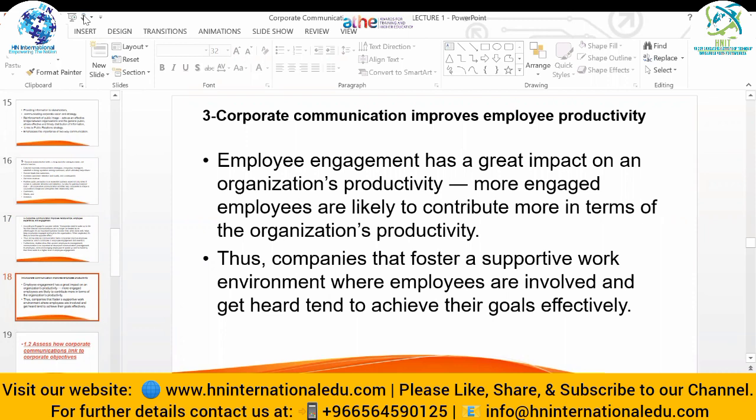By engagement, I mean how they communicate with the management, how they're providing their thoughts and ideas. Sometimes people from the lower level management give you such a nice idea that it can change the whole scenario of the organization. Companies that foster a supportive work environment where employees are involved and get heard tend to achieve their goals effectively.